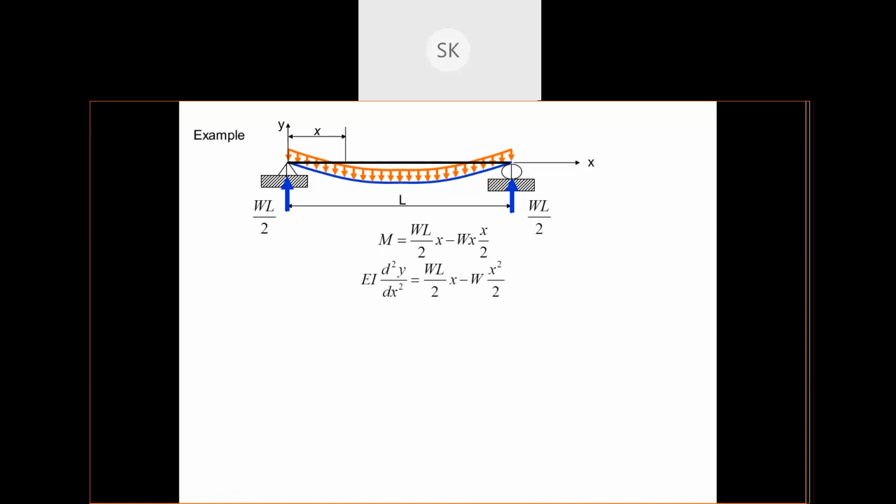Please interact in the class. Can you tell me what could be the boundary condition? Boundary condition means where your slope can be maximum, where your deflection can be maximum in a simply supported beam. Anyone? No one? Just try once.